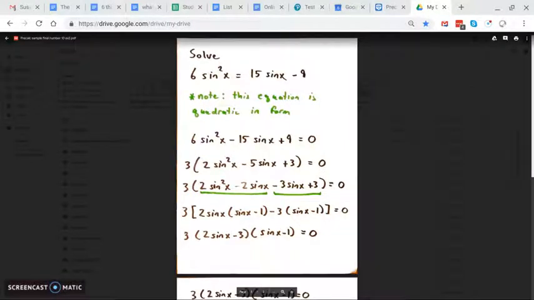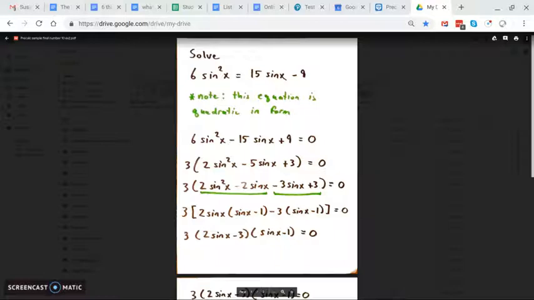Okay, here's another example of a question you might encounter on number 10, where you've got sine and cosine trigonometric equations. The equation to solve is 6 times sine squared x equals 15 sine x minus 9. I didn't include in the instructions, but we're just supposed to give solutions from 0 to 2 pi, so on the main circle.